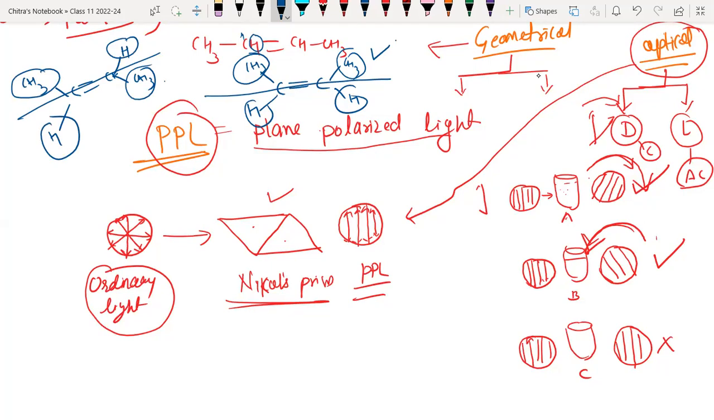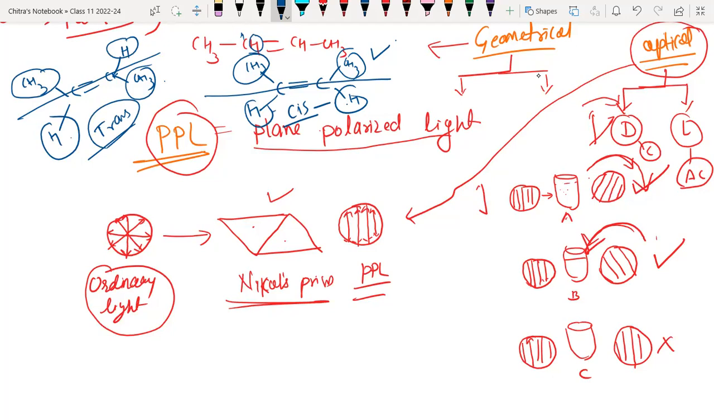The difference is in their geometry. If the same atom or group of atoms is present on different planes, they are called trans isomers. But when the same atom or same group of atoms is present on the same plane, they are called cis isomers. So if they are present on the same plane, they are cis. If they are present on different planes, they are trans. On that basis, we have two types of geometrical isomers.